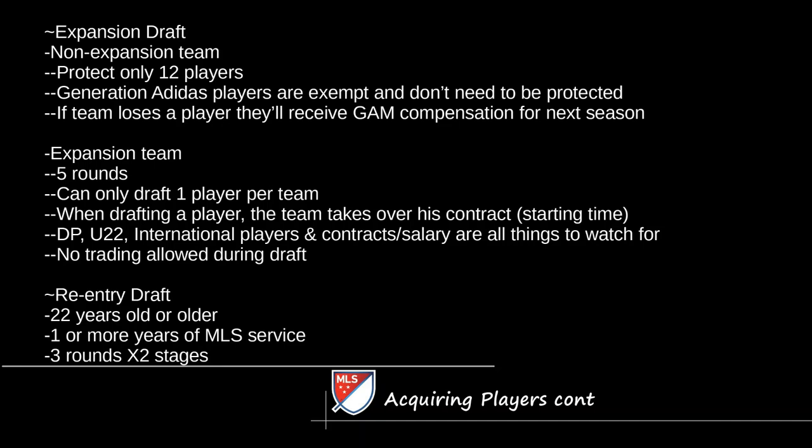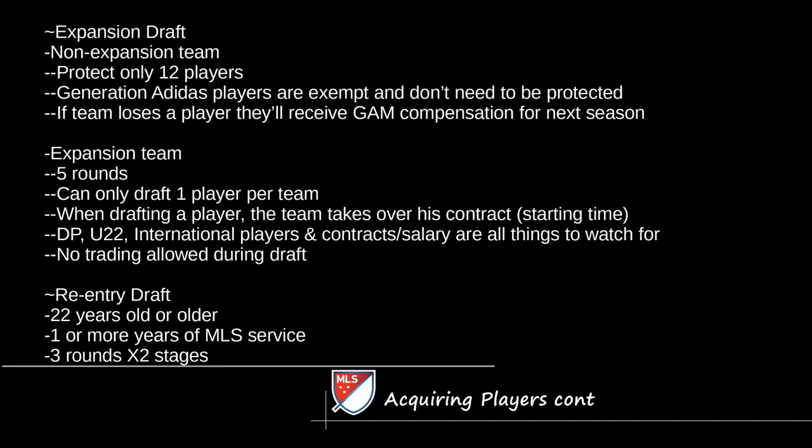Now, every non-expansion team gets to protect only 12 players. Now, keep in mind that Generation Adidas players are exempt and you don't need to protect them. So if you have 2 Generation Adidas players, in essence, you can protect 14 players. All right. Now, if a team loses a player, they will receive GAM compensation for next season, and I covered that in the previous episode.